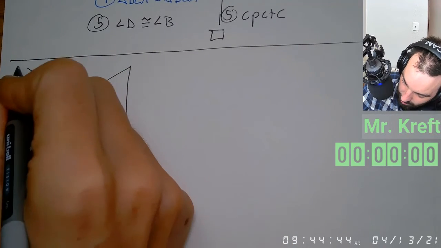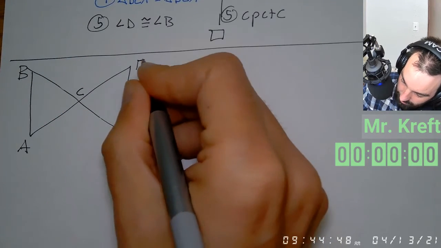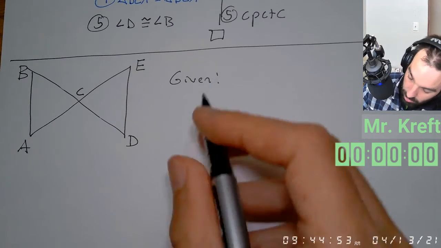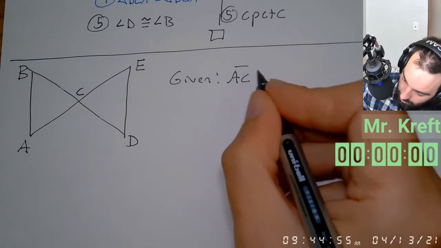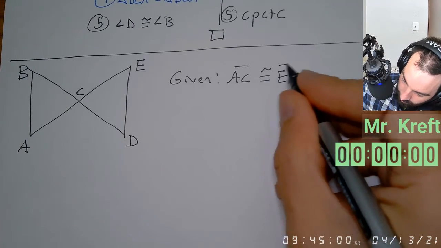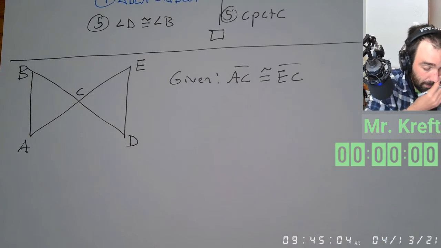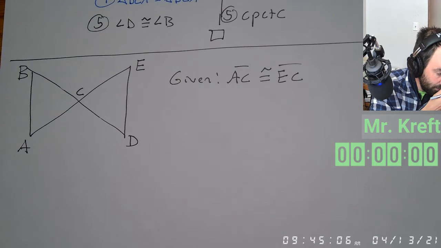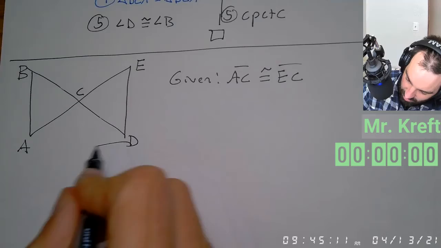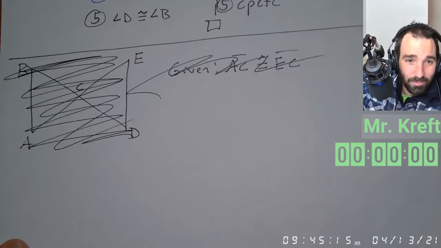I'm not going to be very original with my lettering. So I have A, B, C, D, and E. But my givens are going to change. So segment AC is going to be congruent to segment EC. And, oops, oh my gosh, this is totally not the proof I wanted to do. Scratch it. We've already done that proof.